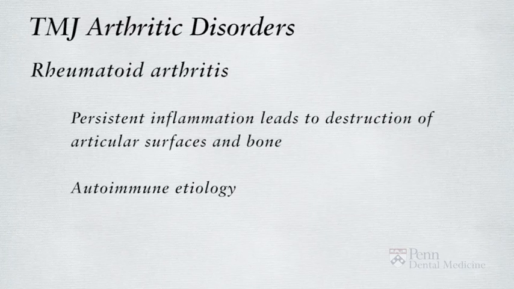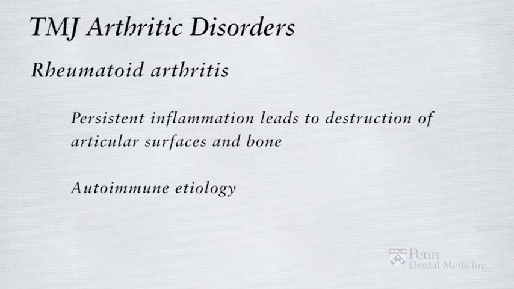Other less common types of arthritic conditions that affect the TMJs are rheumatoid arthritis and traumatic arthritis. In contrast to the non- and low-inflammatory nature of osteoarthritis, rheumatoid arthritis is considered a persistent inflammatory disorder that leads to destruction of articular surfaces and bony structures of the TMJ. This disease has an autoimmune etiology and is typically diagnosed through laboratory evaluation and clinical history. It is not uncommon for patients to present with signs and symptoms consistent with TMJ arthritic pain who are not aware they have rheumatoid arthritis.